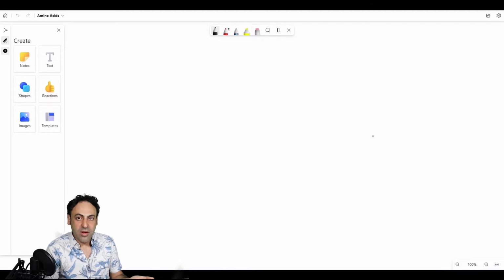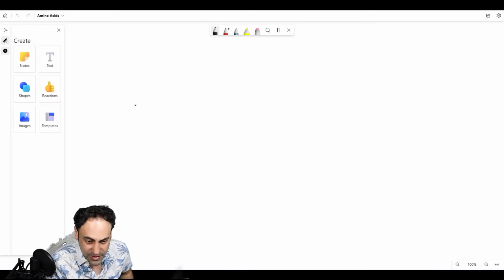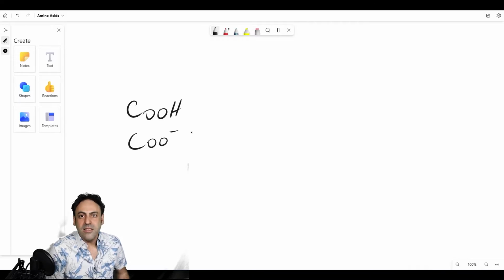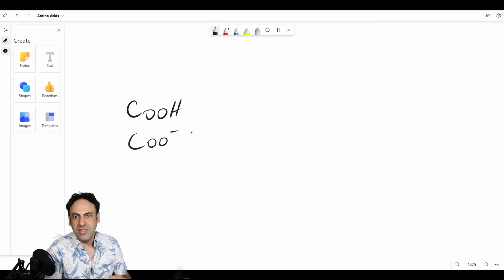And how you draw the carboxyl, how you actually write the formula of the carboxyl, is going to be COOH. This is a carboxyl group. Or sometimes you're going to see it like COO minus. It doesn't really matter. It says one thing, and it's a carboxyl group.